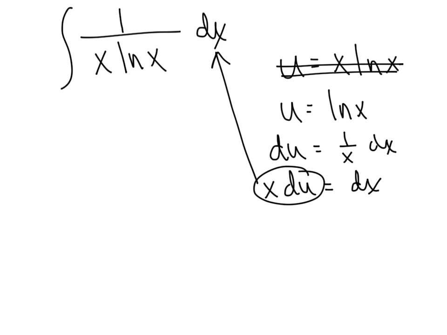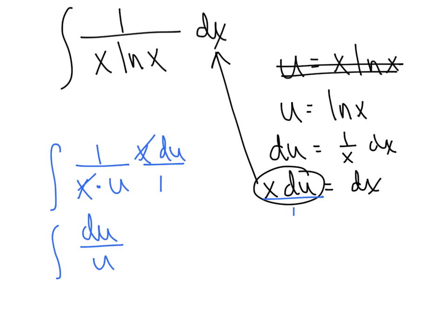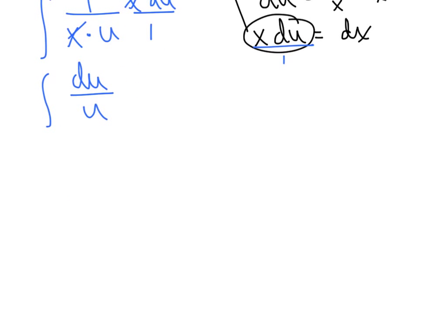So as I rewrite my integral, it's going to be 1 over x times u, and then x times du, basically all over 1 if you want. You know, that's over 1. So now you can see that, yes, the x's do cancel. I've successfully eliminated all the x's. I'm integrating just du over u. At this moment, we can kind of start to celebrate because you can see how things are falling into place.